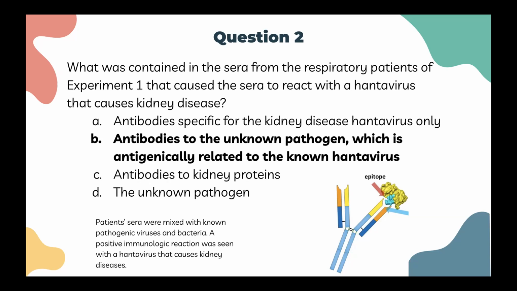So remember that the epitope is the region on an antigen that is recognized by the antibody. Option A is wrong because there is no way that the respiratory patients synthesized antibodies specific to the kidney disease hantavirus, since it was nowhere mentioned that they were exposed to it. Option C is wrong. The patient's sera did not react with kidney proteins, only the hantavirus that causes kidney disease. And option D is wrong. Yes, the serum did contain the unknown hantavirus, but the reaction was seen when the serum was mixed with the kidney disease hantavirus. Remember that the experiment was performed to see what antigens the antibodies would react to.